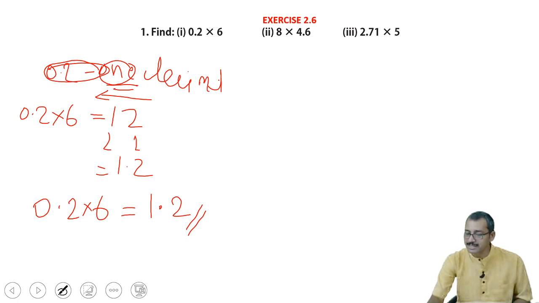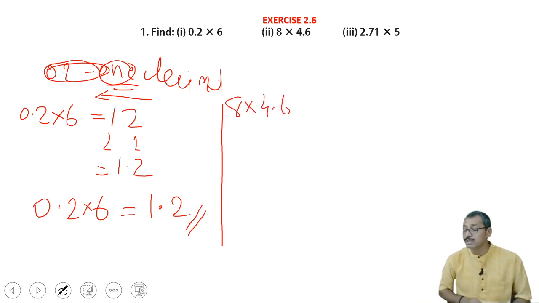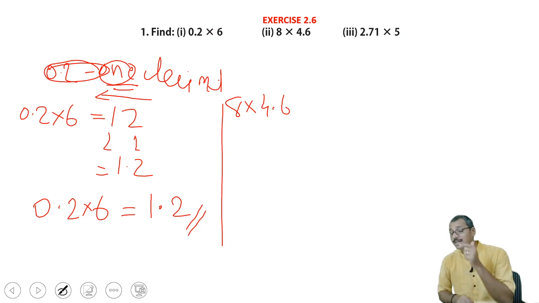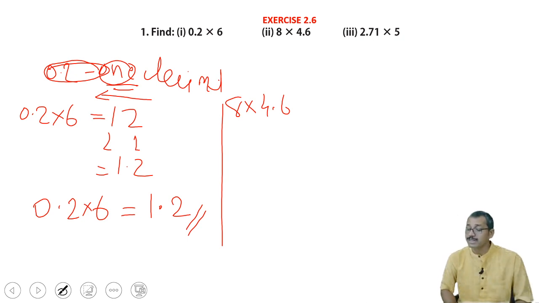Now the next one, let's see. The second one is 8 into 4.6. While looking at 4.6, you can see that only 1 decimal place is there. Now what do you do? First you multiply 46 into 8.